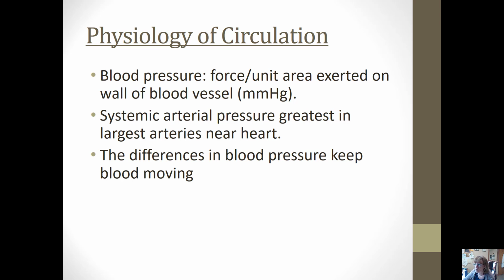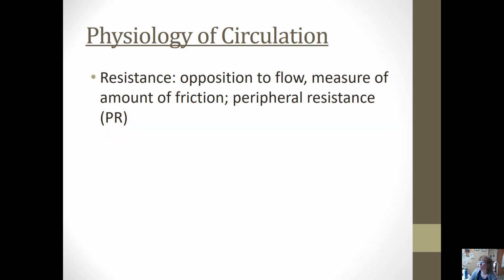Blood pressure is the force per unit area exerted on the wall of a vessel, measured in millimeters of mercury. So as blood pushes against the wall, it exerts a force. As you probably know, systemic arterial pressure will be greatest in the large arteries near the heart, because the heart is what generates the pressure to cause flow to happen. And like I said, in order to keep blood flowing, we need to have differences in blood pressure.